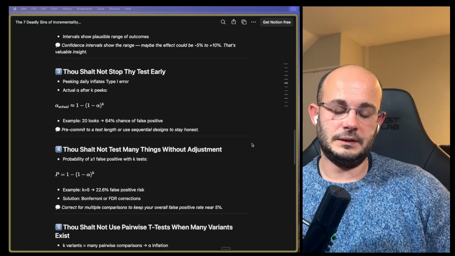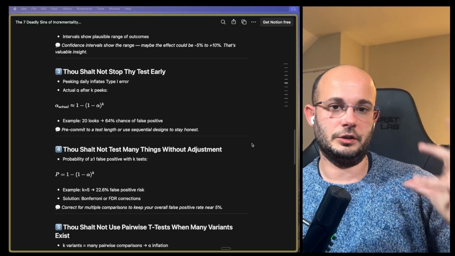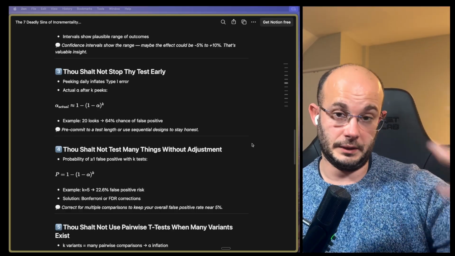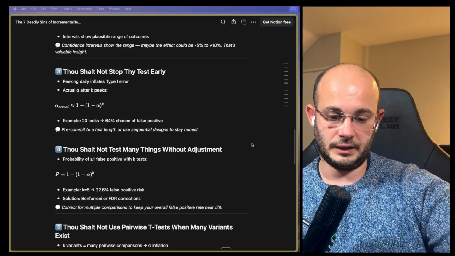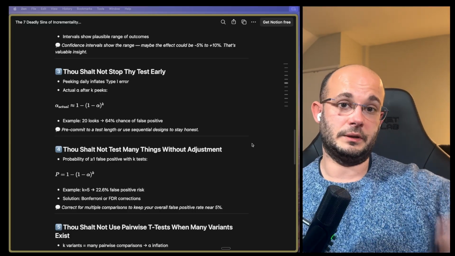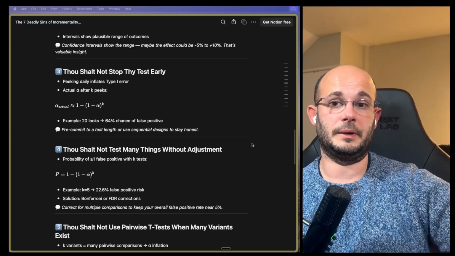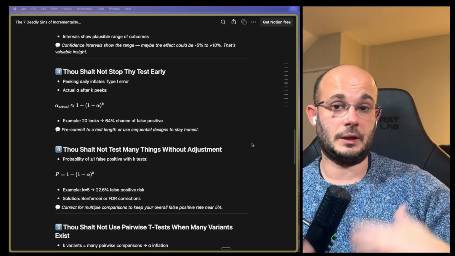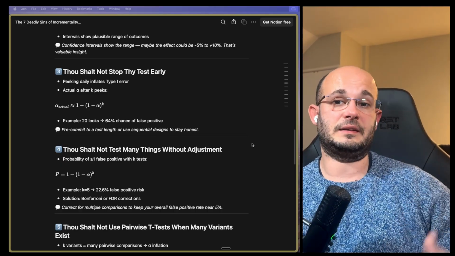And the basic intuition you need to have here is very simple. Every time you compare a KPI, you are running a test, and every time you're running a test, there's a probability that you're going to make a mistake, you're going to get a false positive, and the more comparisons, the more times you open the box, that gets inflated.